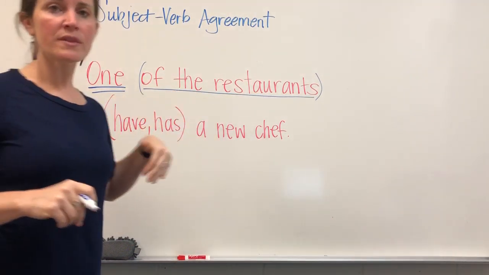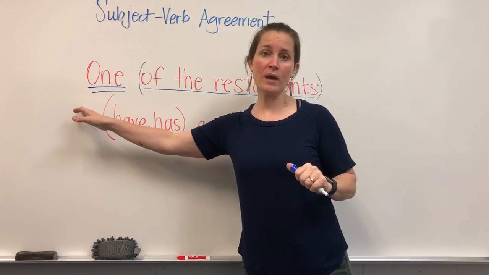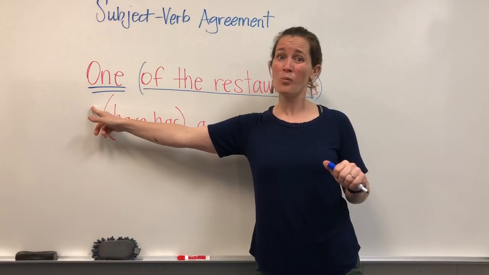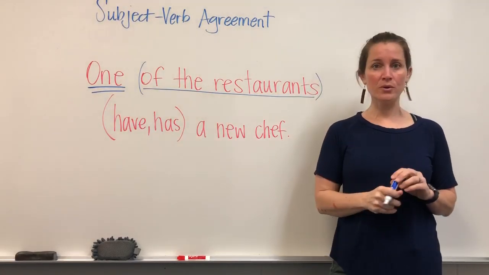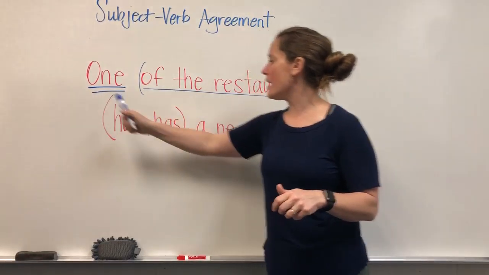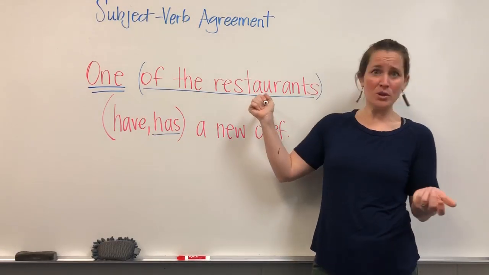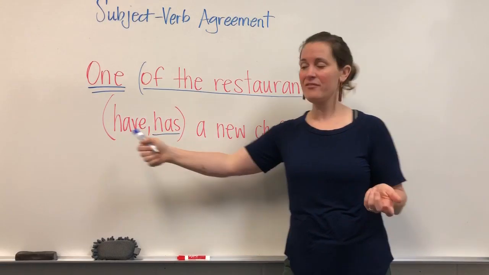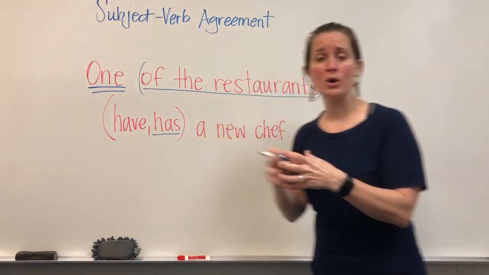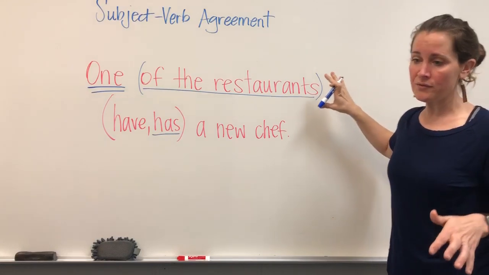So we need to make sure that when we're looking at these sentences, we're classifying them correctly, that we find the correct subject. Because if we use restaurants, we're going to do this wrong. Because one is our subject and one is singular, whereas restaurants is plural. So we can take out this prepositional phrase, one has a new chef, okay? So we know that we need to make sure that we look at the subject and we take out the prepositional phrase so that we're not confused by that.